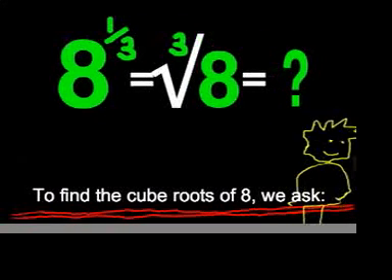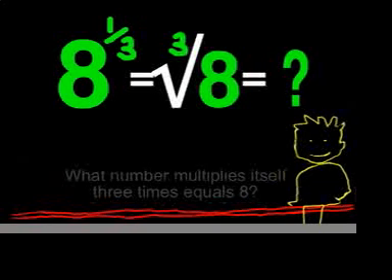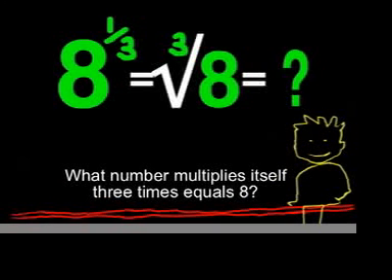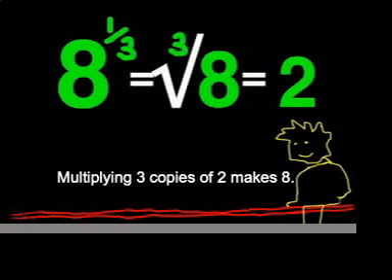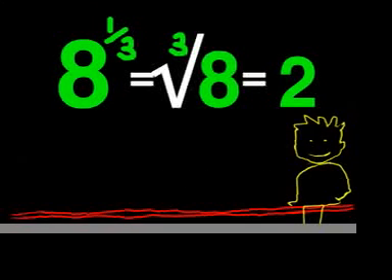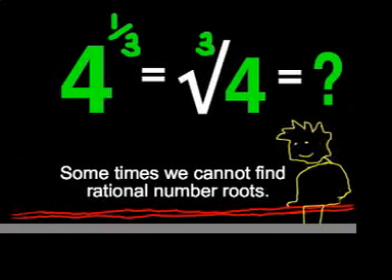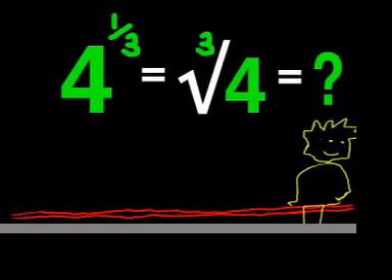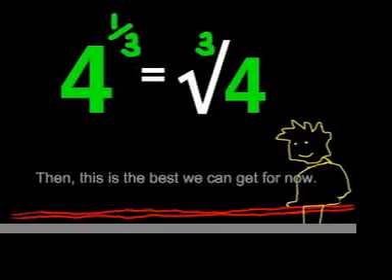To find the cube root of 8, we ask, what number multiplied by itself 3 times equals 8? 3 copies of 2 make 8. Sometimes we cannot find a rational number root, and this is the best we can get for now.